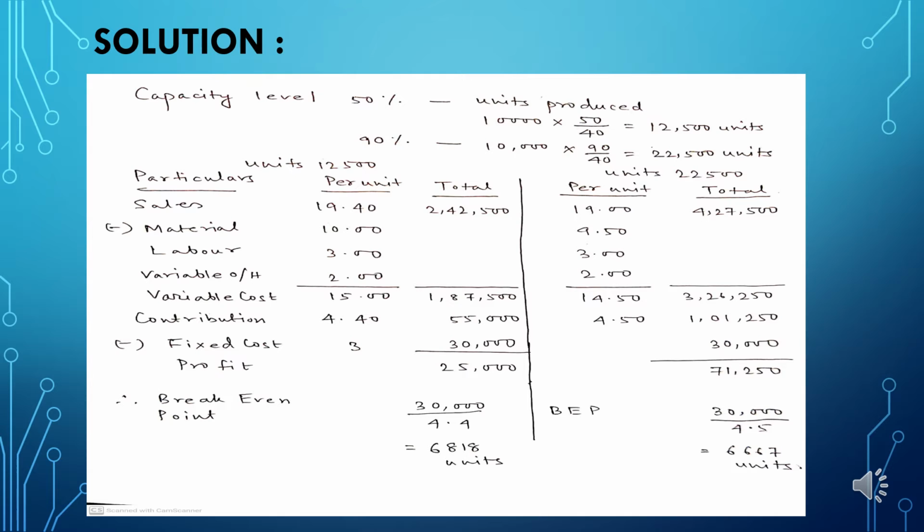Simultaneously, if we move to the 90% capacity, the units have been transferred into 22,500. Now, if the organization was to increase its capacity to 90%, the selling price was falling by 5% with a similar fall in the price of material.